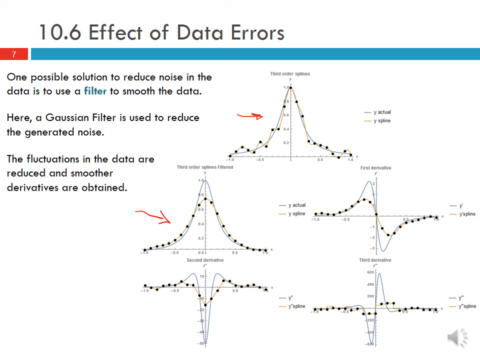The fluctuations in the data are reduced, and this allows smoother derivatives to be obtained. This is the first derivative shown here, the second derivative, and the third derivative. You can see it's still not super accurate in the areas where the function changes rapidly, but it's much smoother and we have a lot fewer oscillations compared to the unfiltered situation.